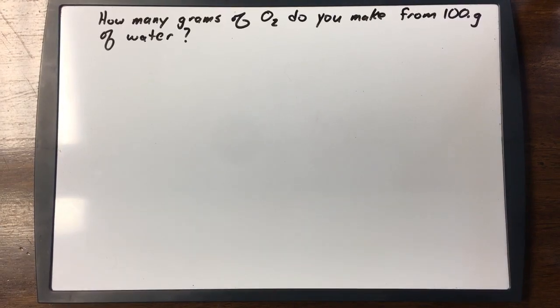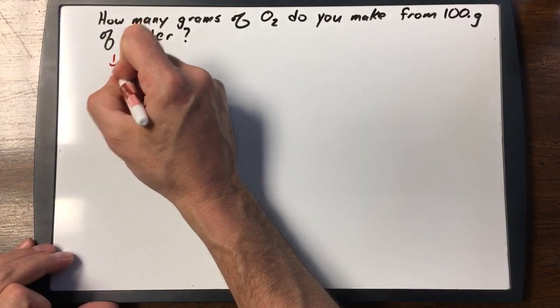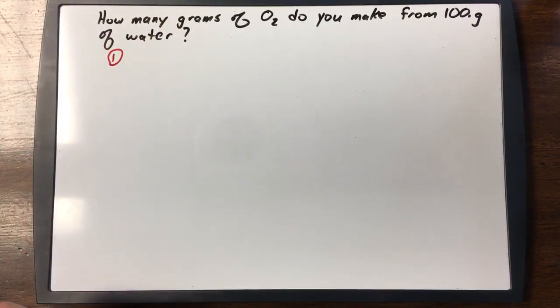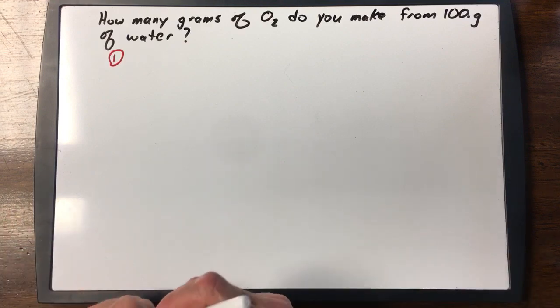So I'm going to solve the same problem that you just saw on the previous slide by Ket's book. How many grams of oxygen do you make from 100 grams of water? So the first thing that I always do in my 5-step approach is, as always, you need to have a balanced chemical reaction equation. It's basically the recipe.